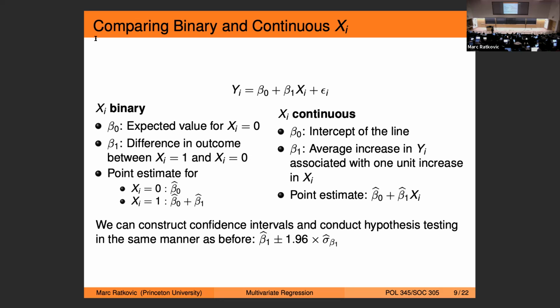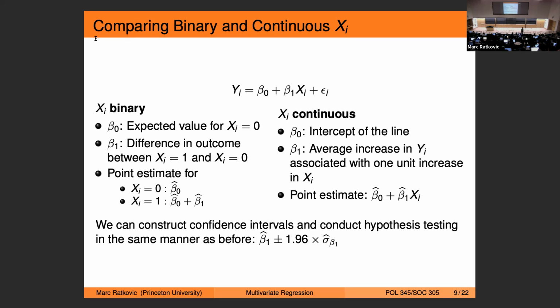What is the impact of a 1 unit shift in xi on the predicted value of the outcome? That's what beta 1 is giving us. For a given xi, the fitted value is beta hat 0 plus beta hat 1 times xi.